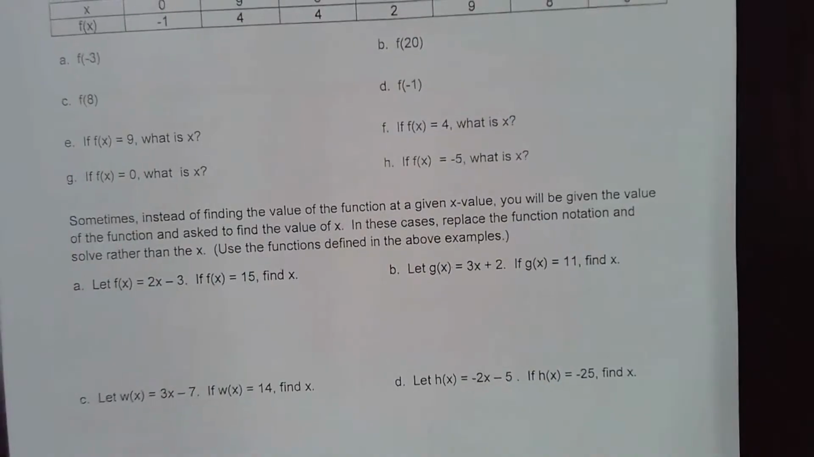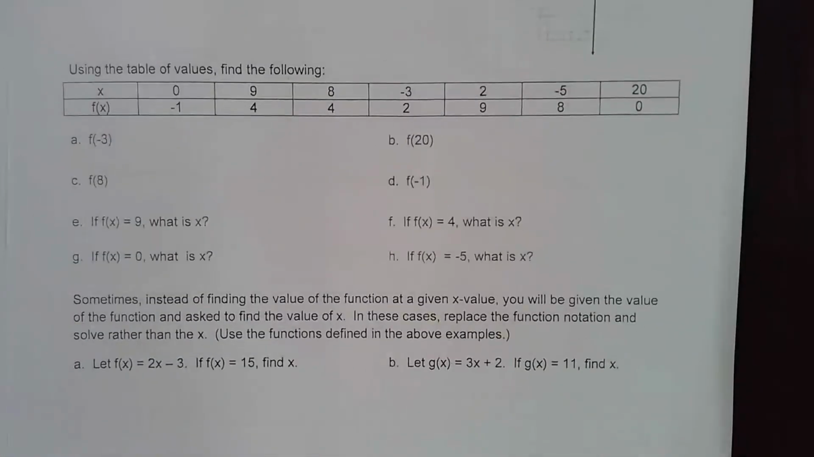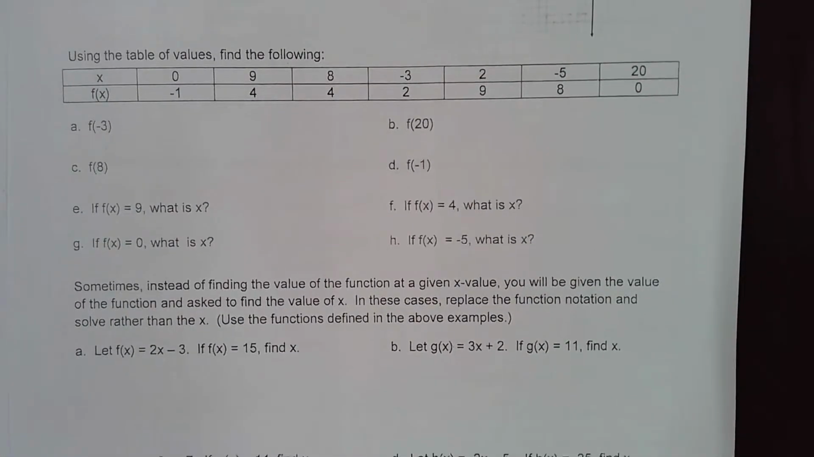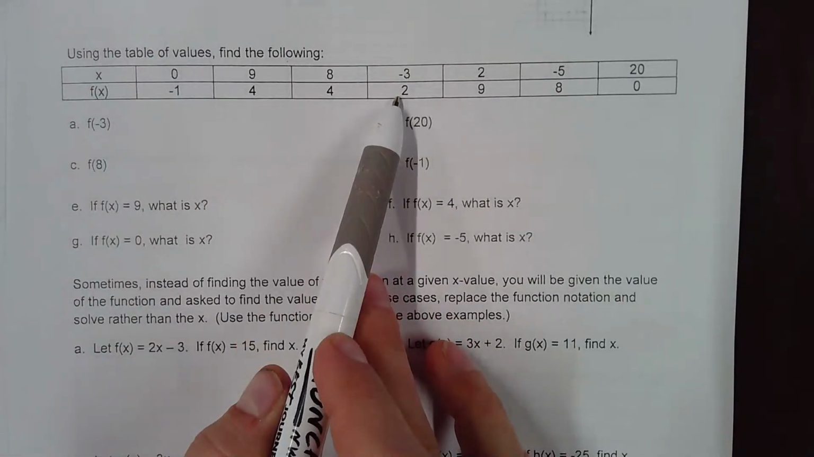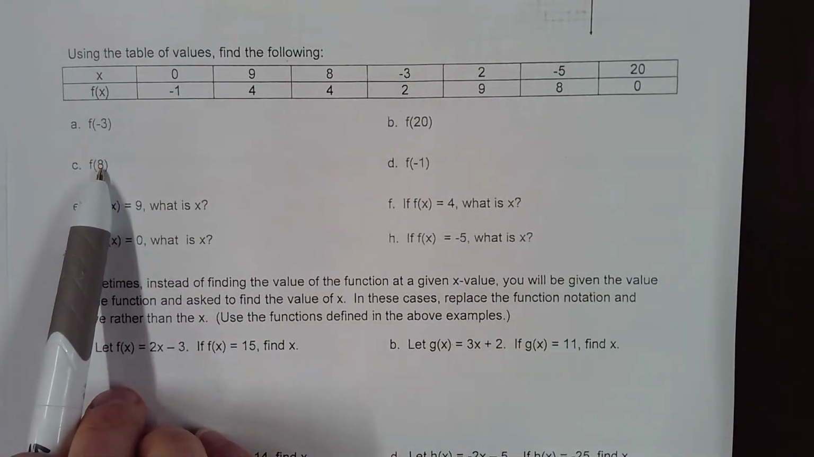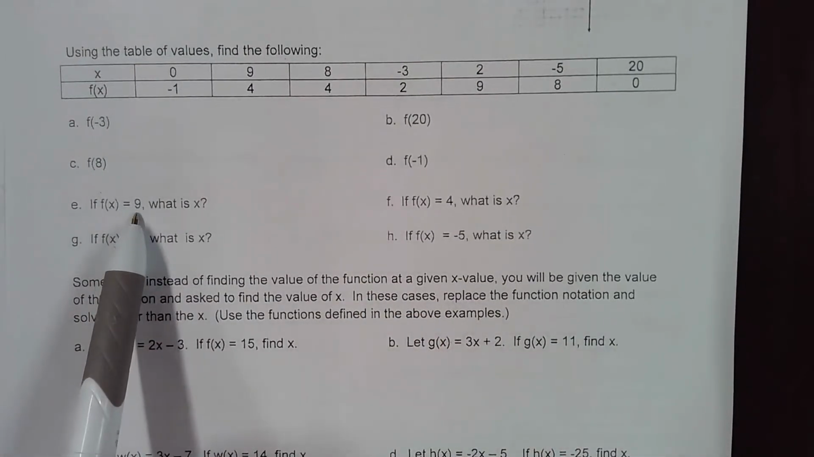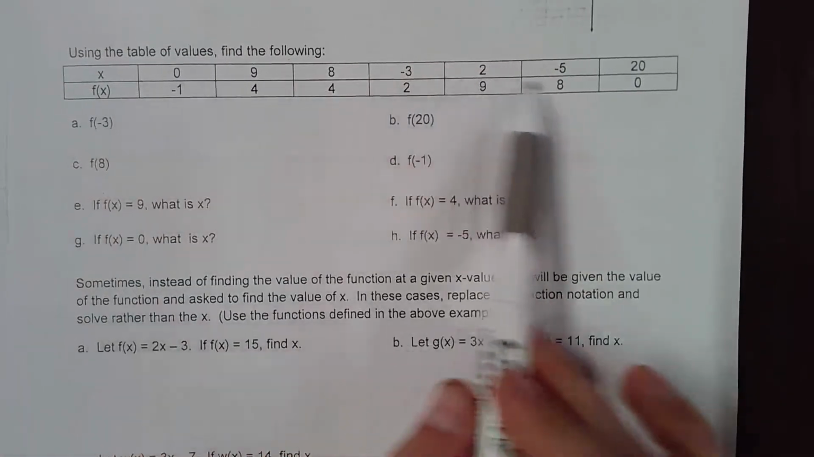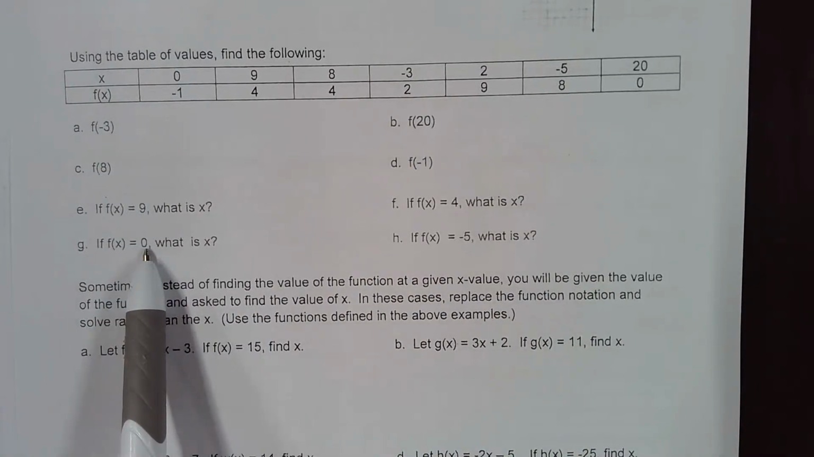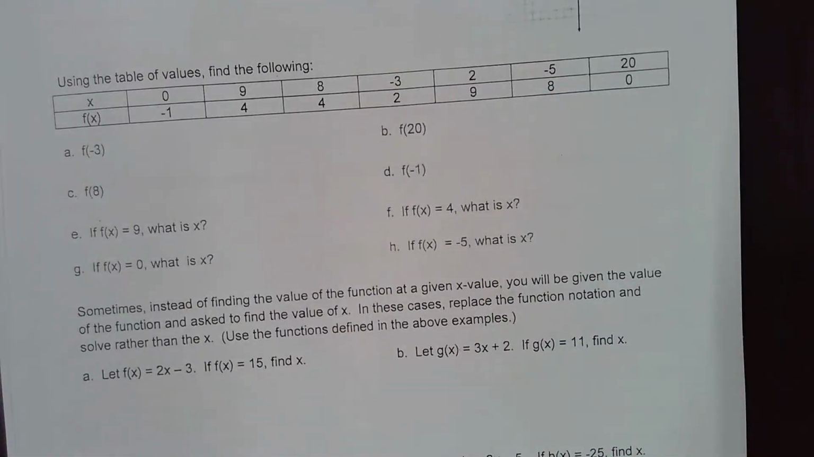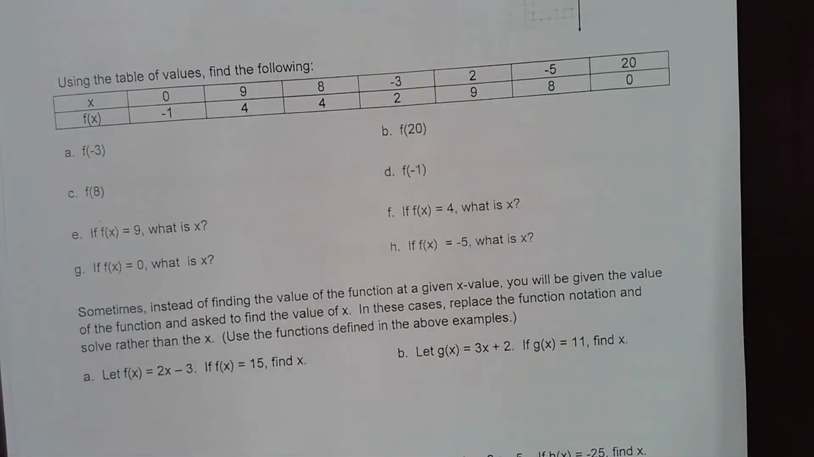Backside. -3 is an input. I find -3, I get 2. 8 is an input. I find 8, I get 4. 9 is an output. I find 9, I get 2 for x. 0 is an output. I find 0 in the output, I get 20 for x. 2 of your problems over here shouldn't have worked.